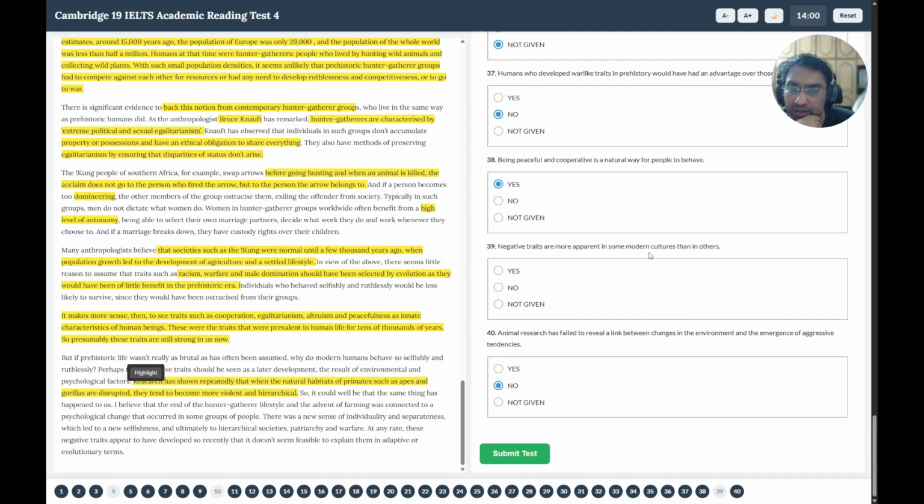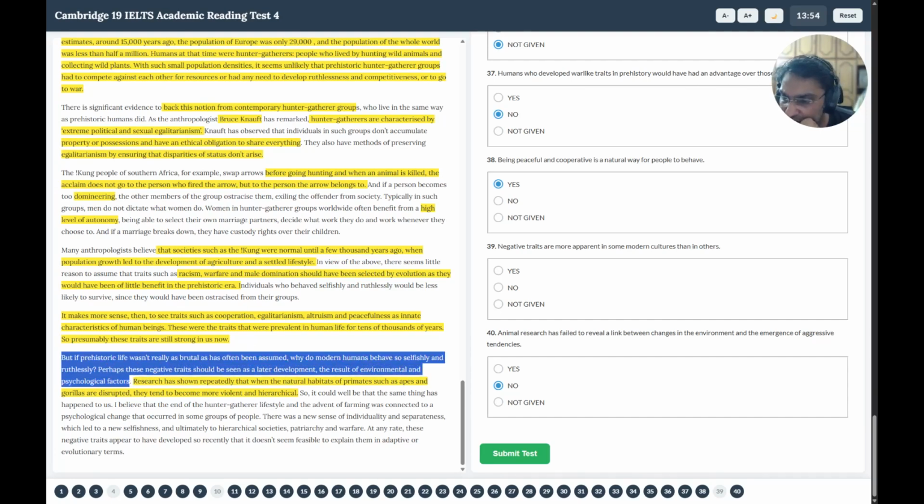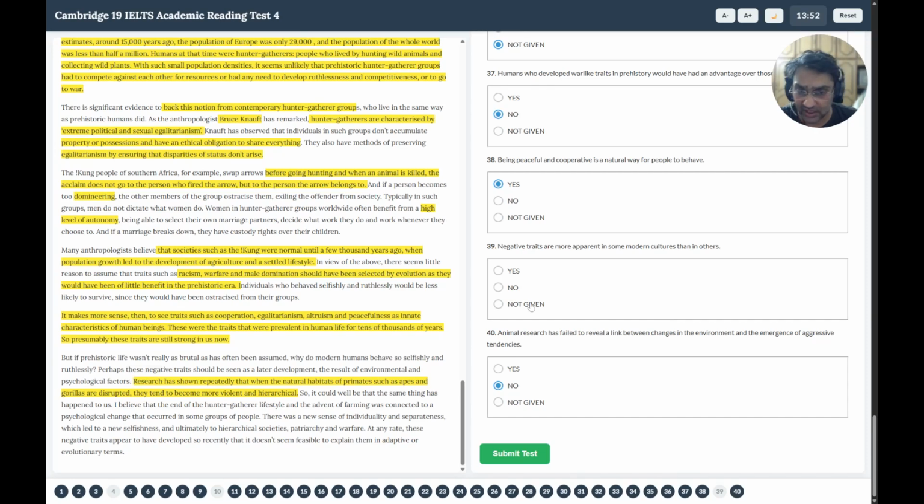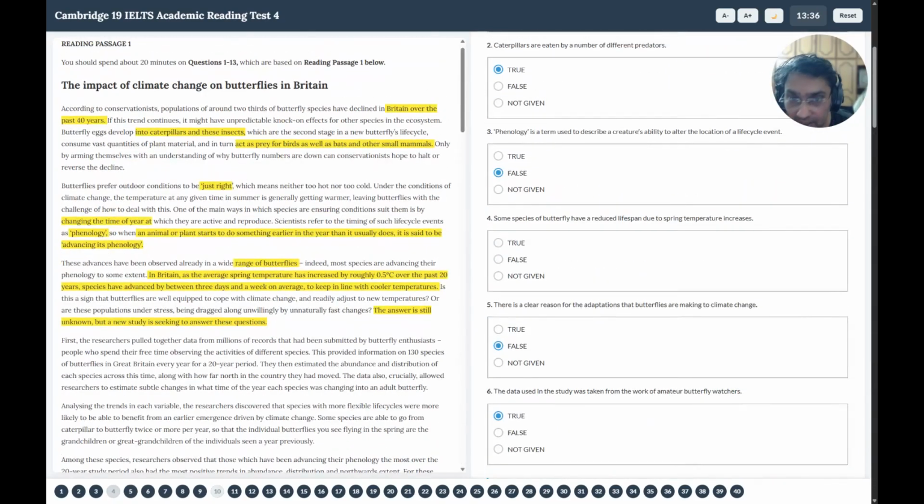Negative traits are more apparent in some modern cultures than in others. No, he didn't make any comparison. This has to be not given. Okay, he did not make any comparison. All right. So what are we left with? We have 13 and a half minutes remaining, and we're going to click question number 4 and try to solve that.